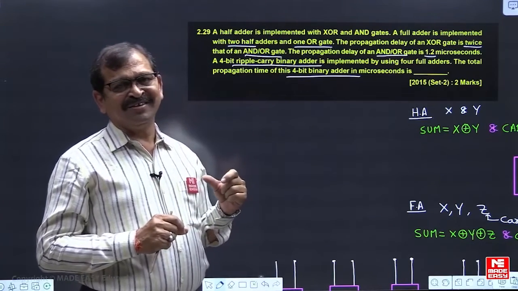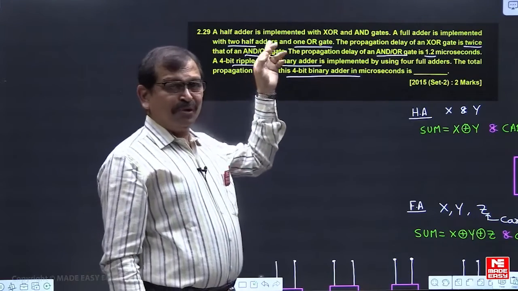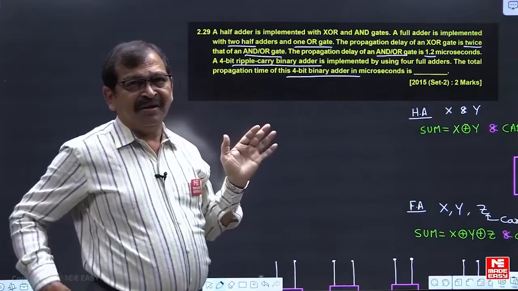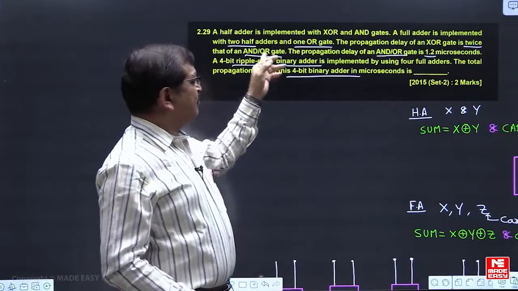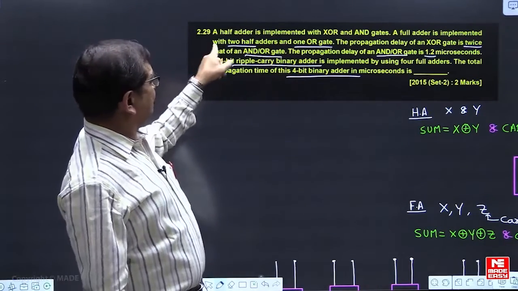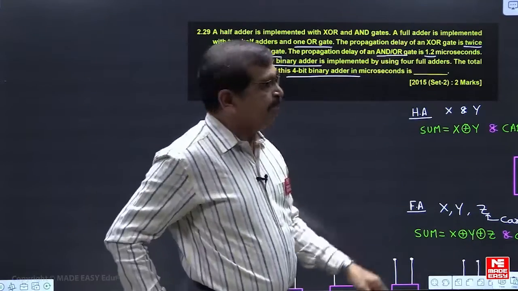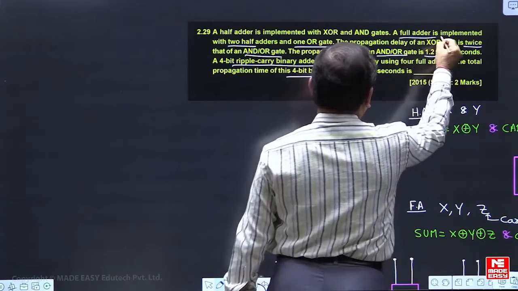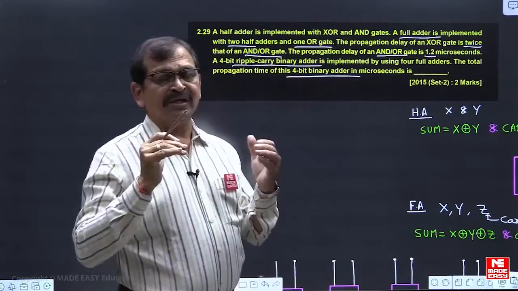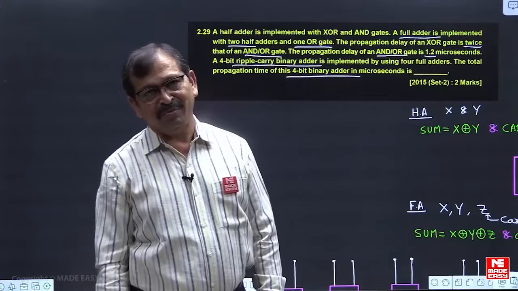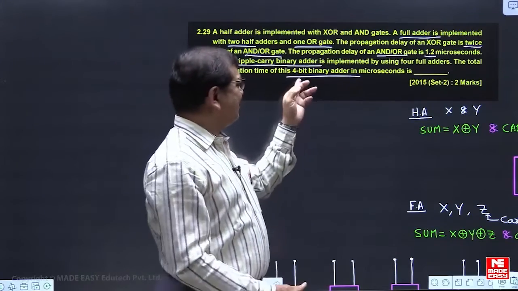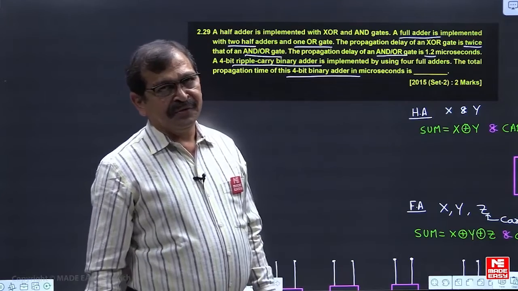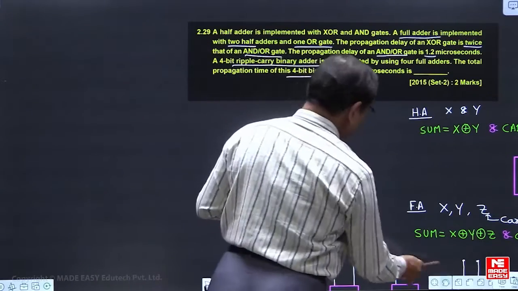To answer this question, we need the knowledge to implement the half adder: what are the connections of the XOR gate and AND gate? And similarly, to implement a full adder, you should know what connections to give to the two half adders and the OR gate. With this knowledge, we finally come to this 4-bit ripple carry binary adder, and we look at those details.